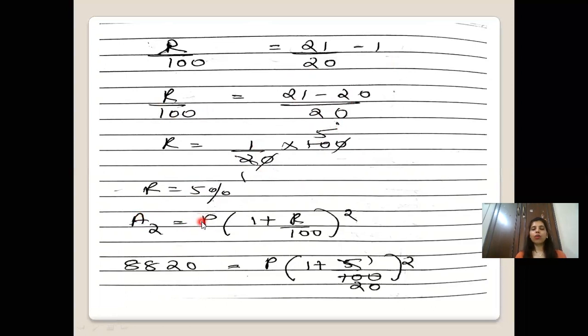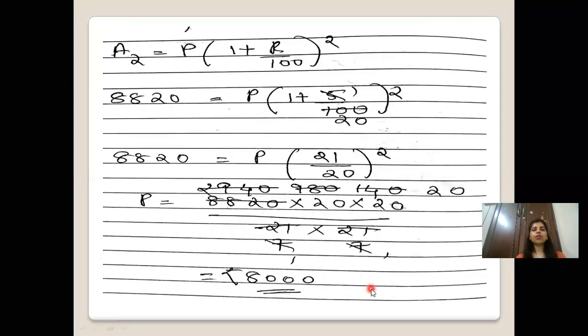This is the original formula. A2 is equal to P bracket 1 plus R upon 100 raised to 2. So here you substitute the previous year amount you are taking. So 8820 is equal to P bracket 1 plus 5 upon 100 raised to 2. Cancel 5 and 100. So 5 ones are 5, 5 twos are 10, 0. Equate this. 1 multiplied by 20 and upon 1 multiplied by 20. So you get 20 plus 1 upon 20.